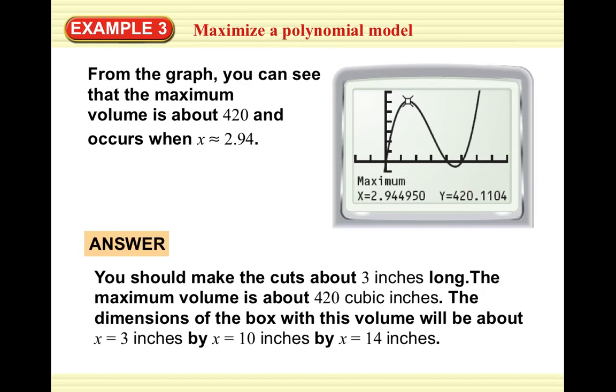All right, so we should make the cuts about 3 inches long, and then the maximum volume is about 420 cubic inches. The dimensions of the box with this volume would then be about x equaling 3 inches, that's your height, times 10 inches, which would be your width, by 14 inches, which was the length. So I would have actually written this as length times width times height, so 14 times 10 times 3, keeping with the previous way it was written, but this is also acceptable.